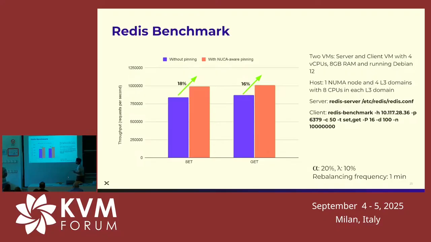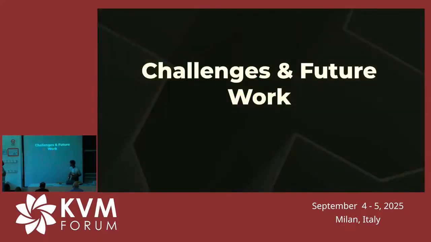Now we also tried a real world benchmark, Redis benchmark. So here we have 2 VMs running on the same host. The configs are there. And we could see that there's 16% improvement in get throughput and 18% improvement in set throughput overall. The results in this setup have a lot of variance because the initial placement here matters a lot. But at an average, we can see that there's a 16% to 18% improvement in the Redis benchmark throughput.